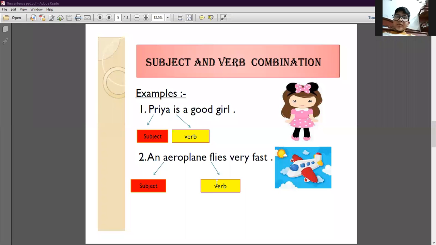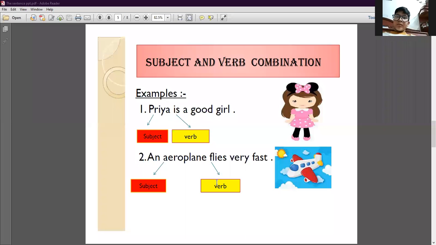Now the next one is the verb combination. I told you before, what is a verb, student? A verb is a word or combination of words that indicates action. What does it indicate? It indicates action. For example, I'm giving you see, sleep, fly, run, read, teach, study. This is also called a verb. What is it called? It is called a verb. Okay, student, so this is the subject and verb combination.